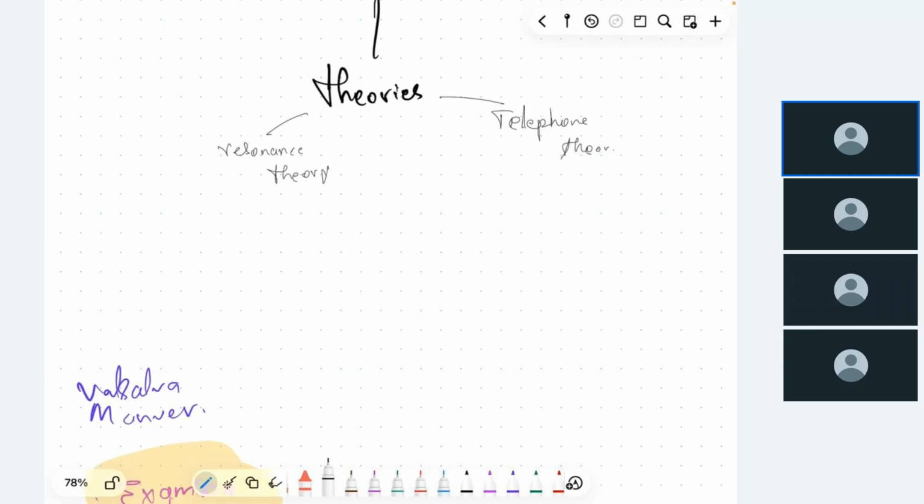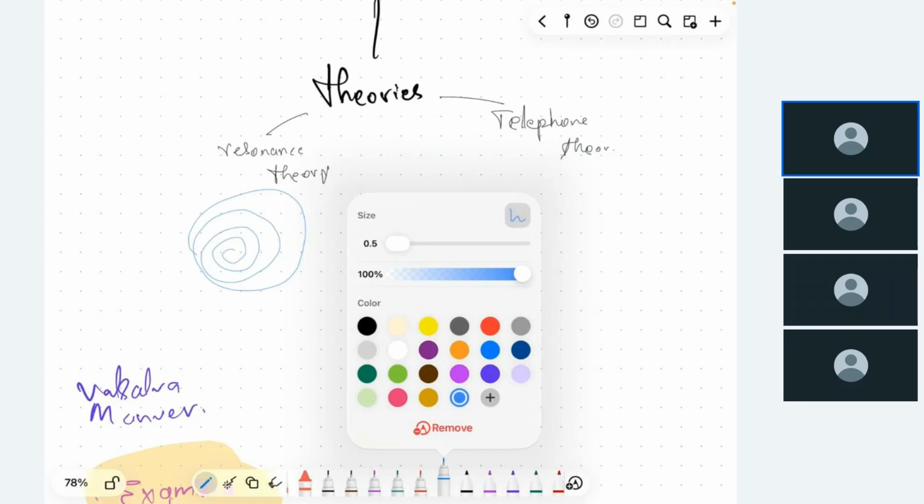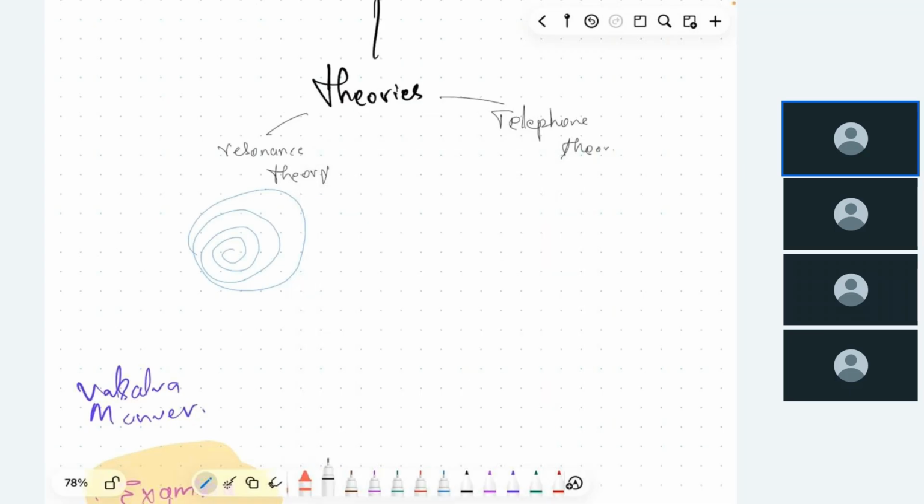What is resonance theory telling? Let me break it down for you in simple terms. The resonance theory tells that as you go from the basal turn of the cochlea to the apex of the cochlea, the length of hair cells increases. In the basal turn, the hair cells are taut, meaning they are thick. In the apical turn, they are long and thin.